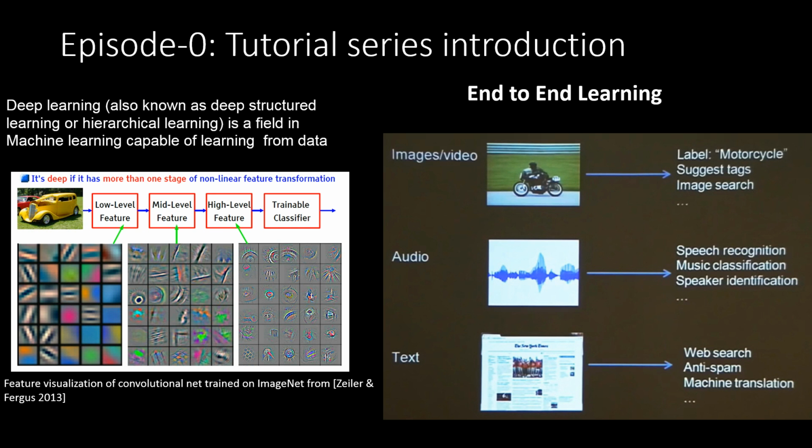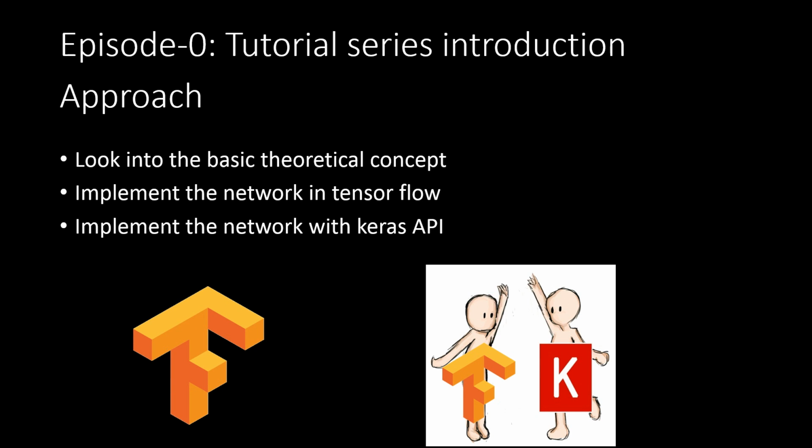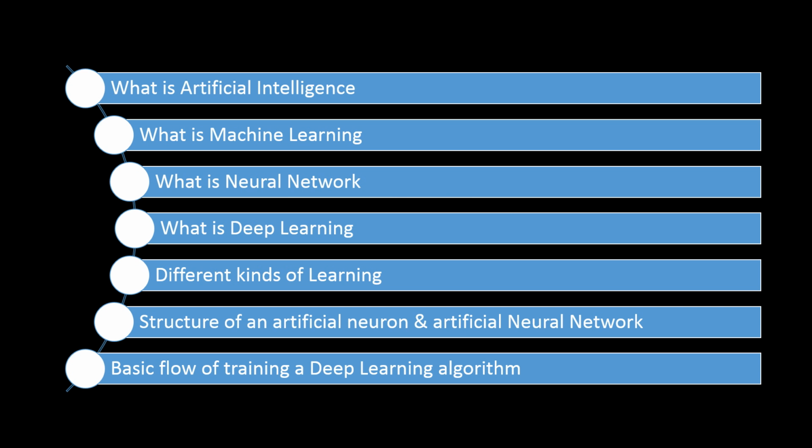And before we go, let's have a recap of the previous episode. The previous episode was a tutorial series introduction where we just discussed what deep learning is. It's a hierarchical learning, giving end-to-end learning. And we also discussed the approach that we'll be following in this series. We'll be looking into basic theoretical concepts, not in much depth, and then implement in TensorFlow, and then implement by mixing both TensorFlow and Keras. That said, let's go to episode 1.